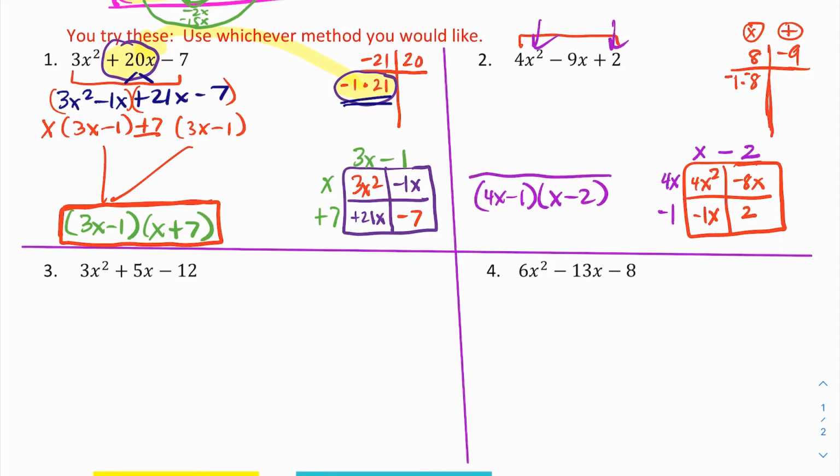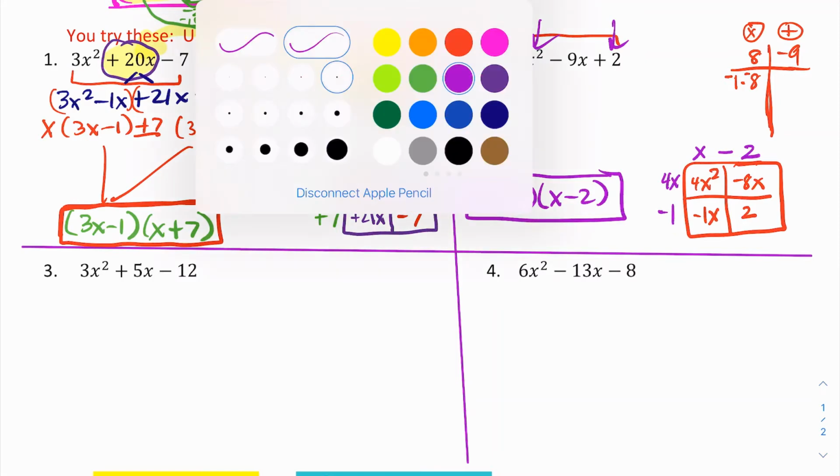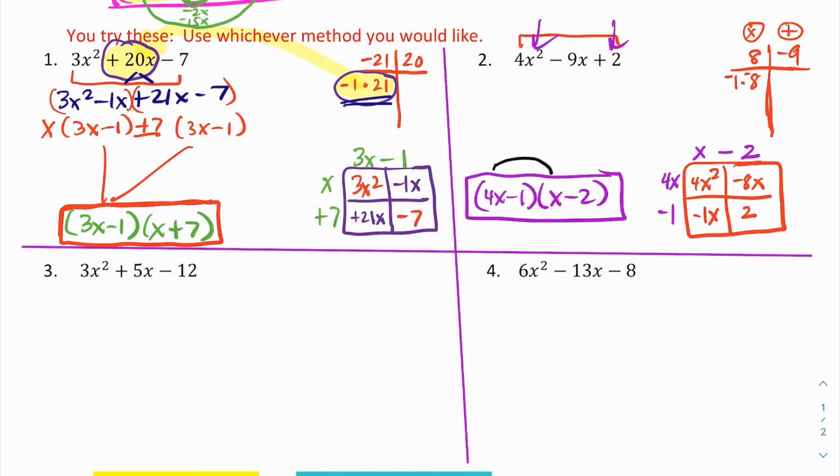And again, to check that, you would just multiply these two together, that's 4x squared. You multiply these two together, that's positive 2. And then if you multiply these two together, negative 1x and negative 8x, that gives you the middle term.